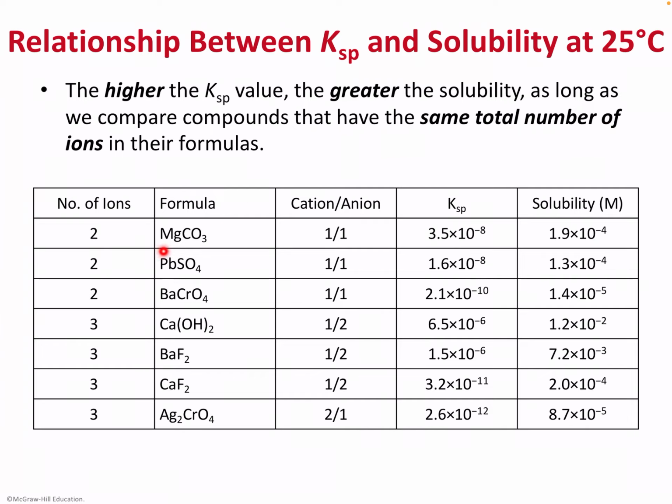So the number of ions in magnesium carbonate, 2, cation to anion ratio is 1 to 1. So KSP 3.5 times 10 to the negative 8. And their solubility 1.9 times 10 to the negative 4. 2 ions again here, 1.6 times 10 to the negative 8. 1.3 times 10 to the negative 4. So as the KSP increases, the solubility increases. See? Barium chromate, 10 to the negative 10, 1.4 times 10 to the negative 5.